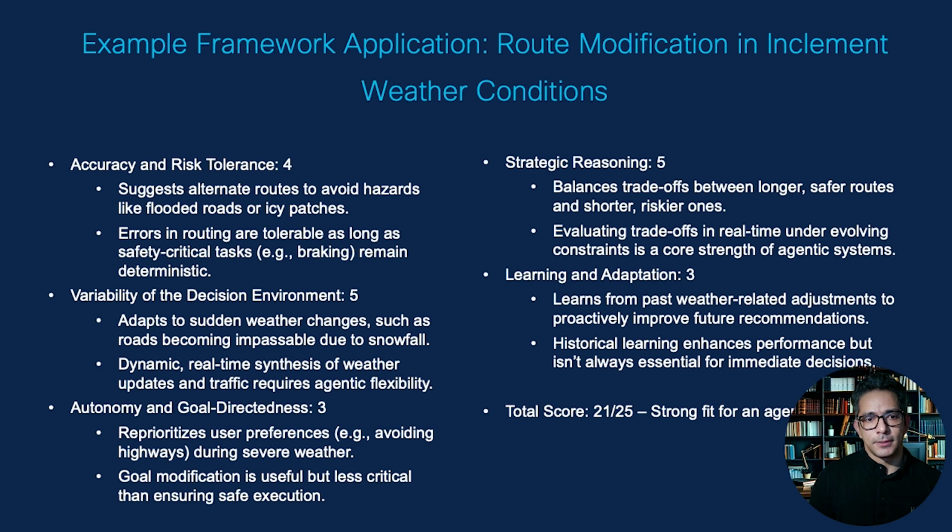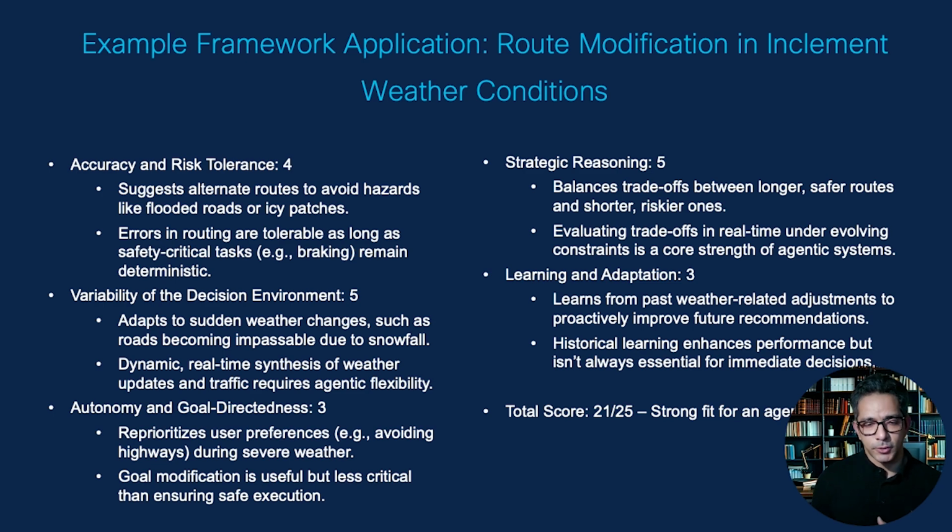Learning and adaptation learns from past weather-related adjustments to proactively improve future recommendations. And then historical learning enhances performance, but isn't always essential for immediate decisions because extreme weather conditions are hyperlocal and can vary a lot. So the total score is 21 out of 25, which is a strong fit for an agentic system. Again, this is a starting point, and there are a lot of other questions to ask as well.